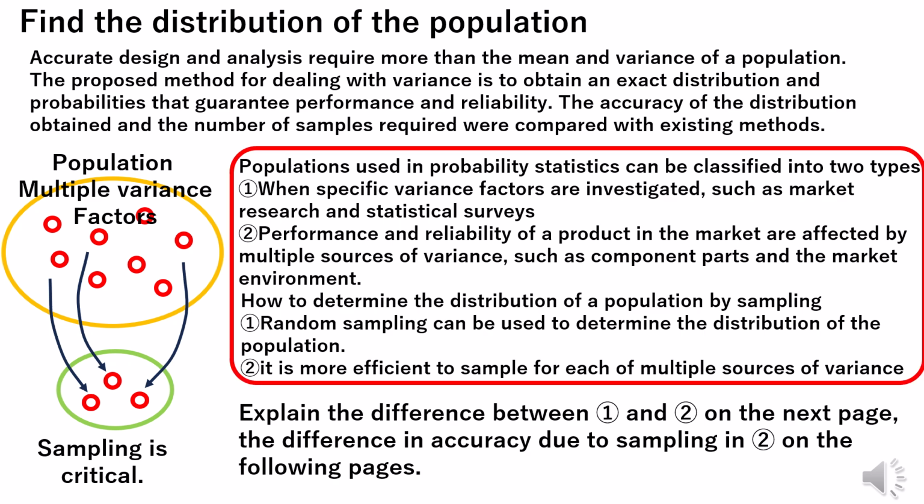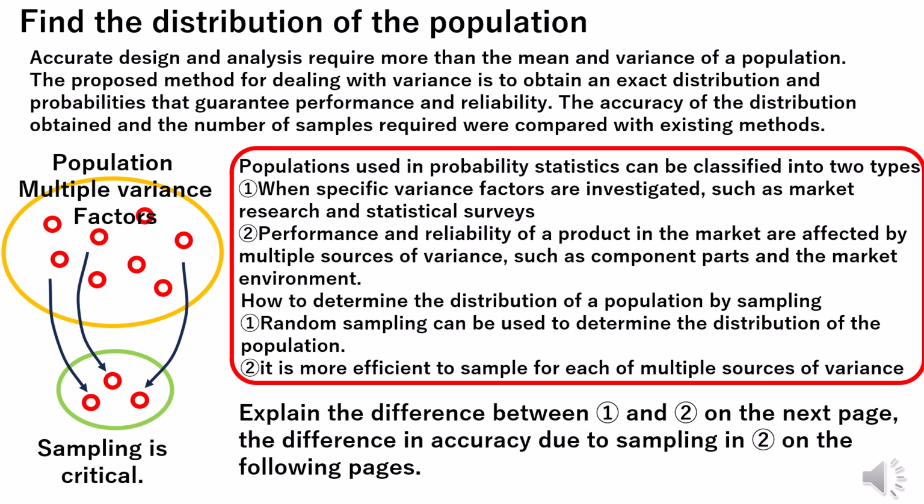When determining a population distribution by sampling, the number of samples required depends on the structure of the population. Populations used in probability statistics can be classified into two types, which can be distinguished to enable a prospective design. One is a population such as a market survey or a trend study, where the overall trend can be accurately estimated with a relatively small number of samples even when sampling randomly, which is the case for a single source of variance. The second is a population that includes multiple independent sources of variance, such as product or service quality, which have a complex structure.